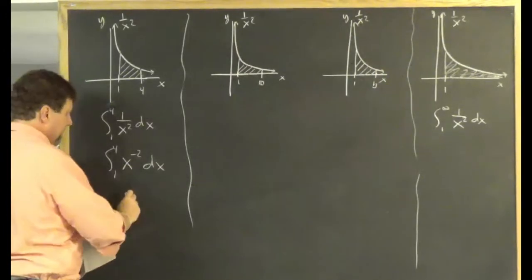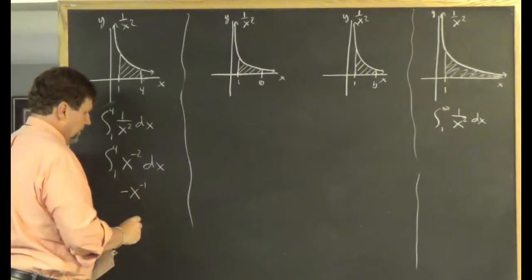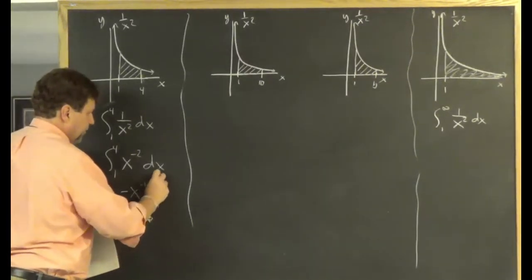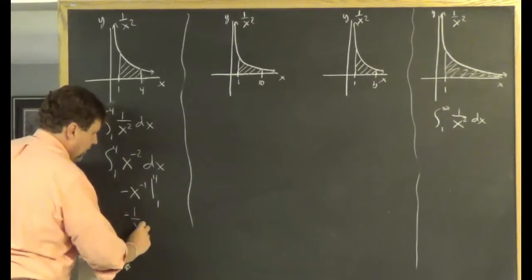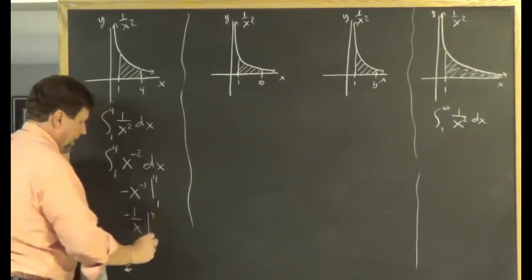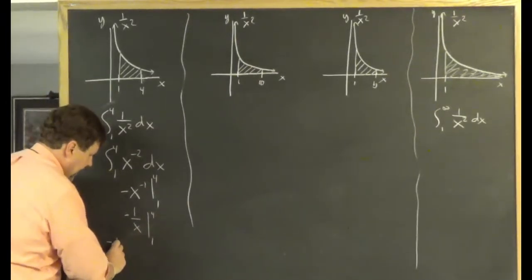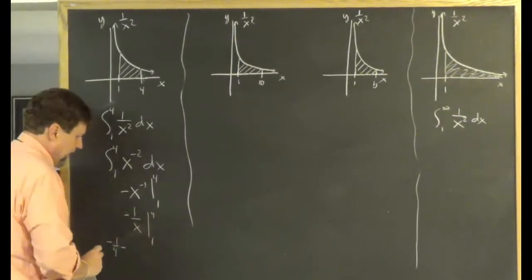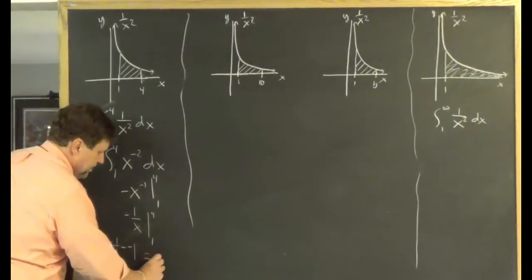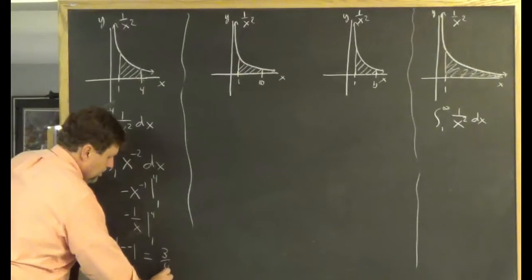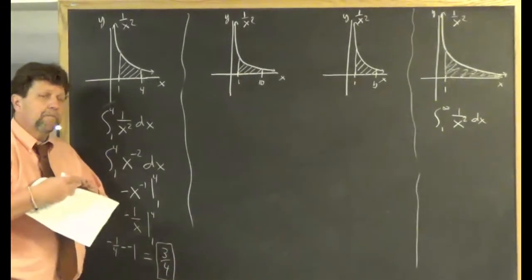Get my antiderivative, negative 1 times x to the negative first. Evaluate that from 1 to 4. I would probably rewrite that as negative 1 over x from 1 to 4. So we use the fundamental theorem of calculus and we get negative 1/4 minus, well, that's minus a negative 1. So the area is 3/4.